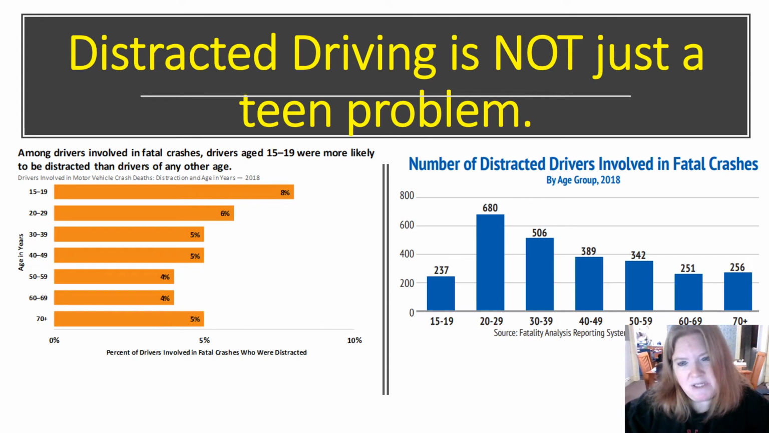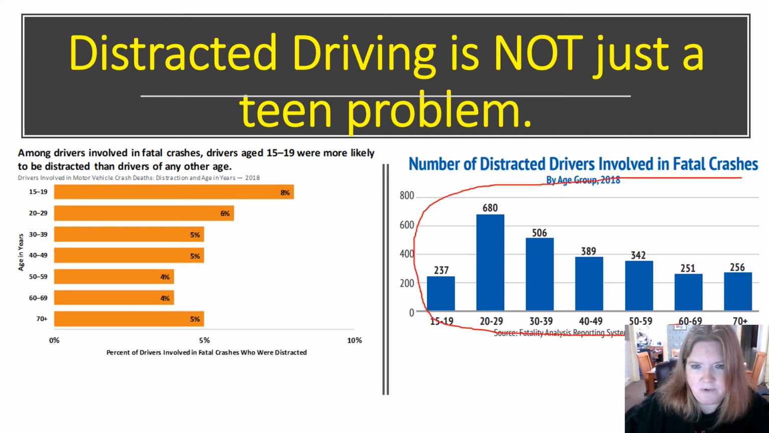A lot of people push this on teens, and I would like to say distracted driving is not just a teen problem. So if you look at the numbers, now there are fewer drivers on the road that are 15 to 19. But you can see the number of people involved in fatal crashes that are distracted drivers is not just a teen or young adult problem. And on this side, so this is looking at numbers. That's what I was just referring to.